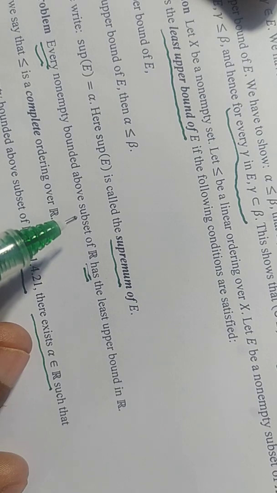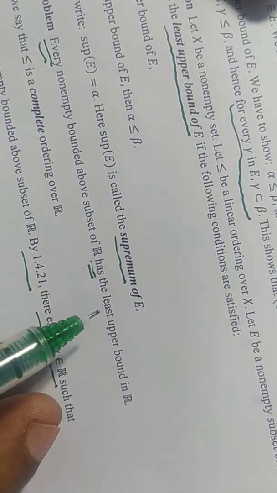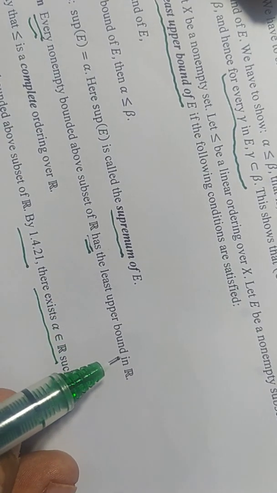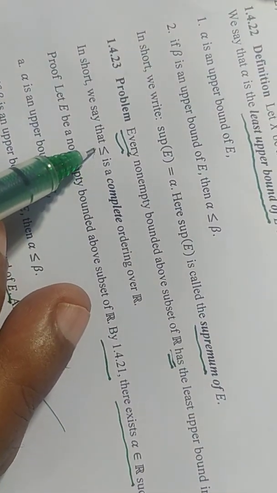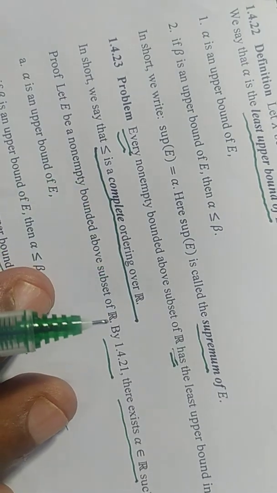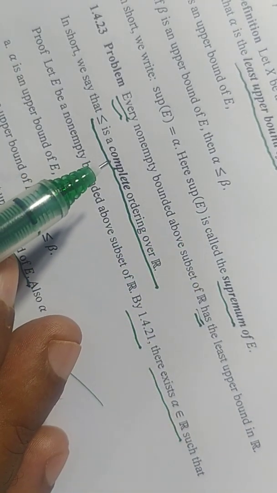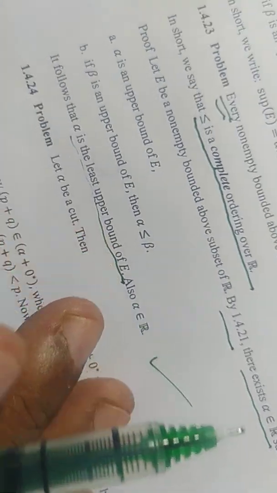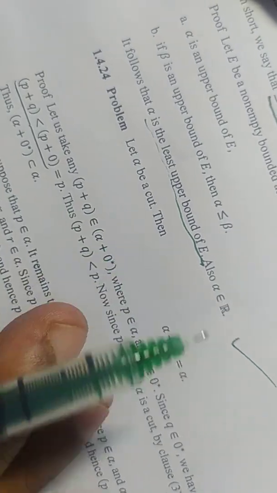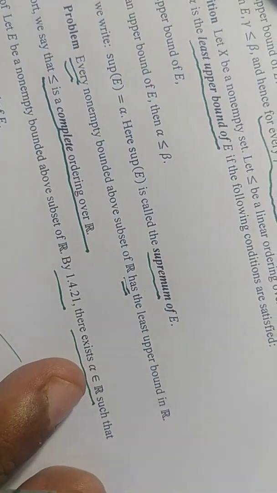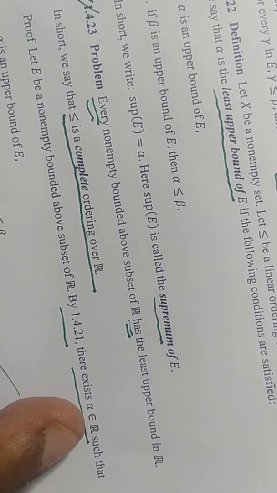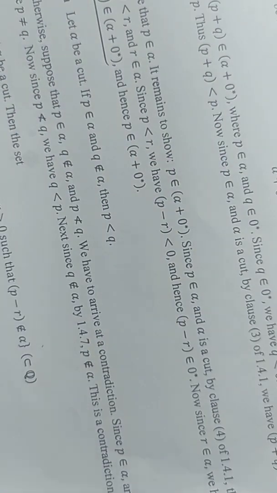Any non-empty bounded above subset of R has a least upper bound in R. This very property is abbreviated by saying that less than or equal to is a complete ordering over R. Instead of linear ordering, which was already known, we can now write complete ordering over R. This is known as the completeness property of R. Today we have proved a very, very important theorem, the most important theorem.